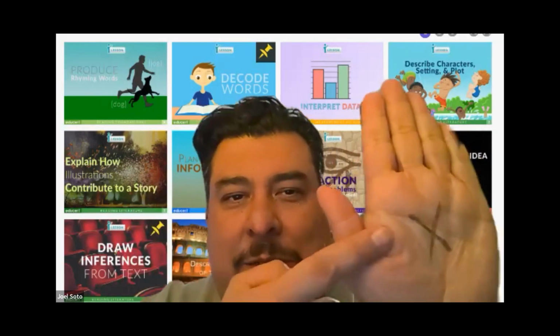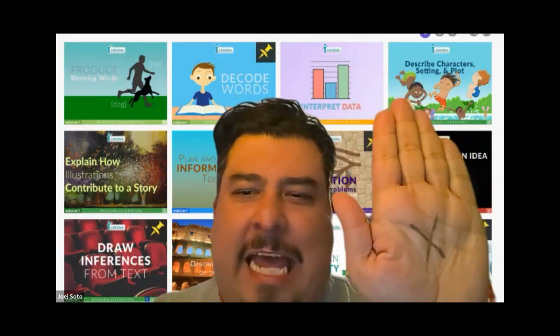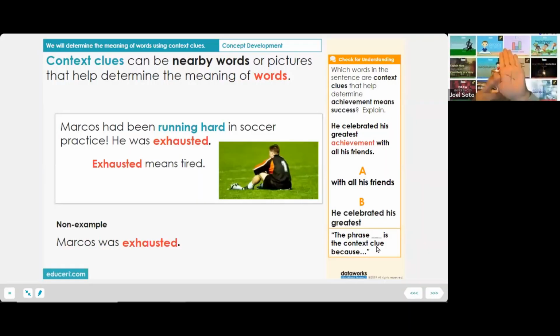Everybody, let's write an X on your hand. This is just an example. You guys do your own gestures. This is X on my hand. This is my unknown word. I don't know what this word means. But context clues can be nearby words or pictures that help me determine the meaning of words.